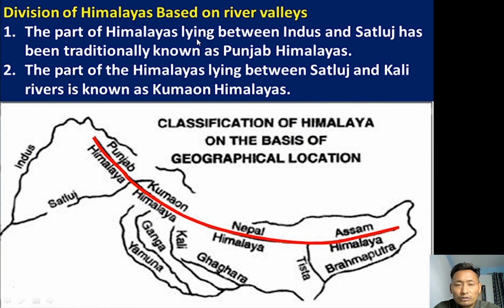The last topic of this class is the divisions of Himalaya based on river valleys. Himalayan mountains are further divided into four parts based on river valleys. The part of Himalaya lying between the river Indus and Satluj is known as the Punjab Himalaya. The part of Himalayan mountain located between river Satluj and Kali is called Kumaun Himalaya.